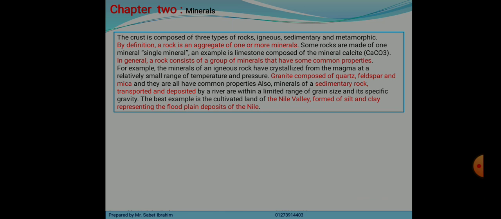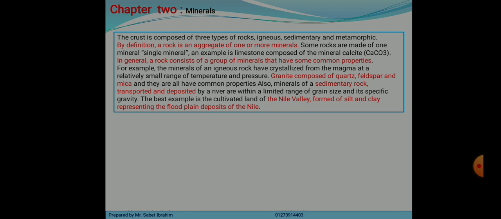The crust is composed of three types of rocks: igneous, sedimentary, and metamorphic. By definition, a rock is an aggregate composed of one or more minerals. Some rocks are made of one mineral, I mean a single mineral. An example is limestone. Limestone is composed of the mineral calcite, calcium carbonate.